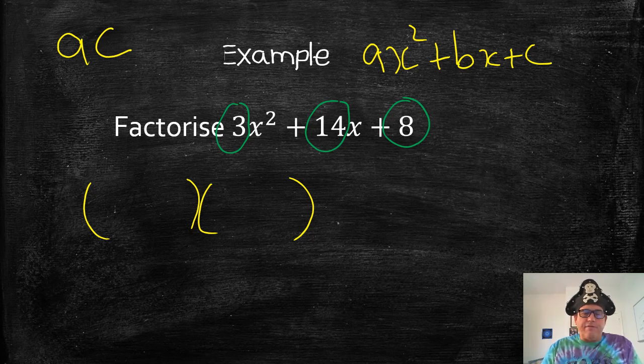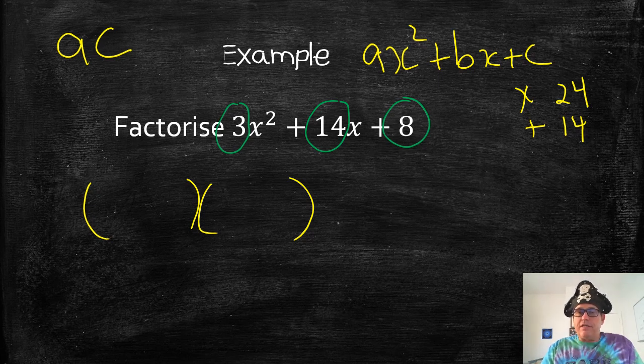Okay, so the AC method, my first step is I'm going to multiply a times c together. A is 3, c is 8, and 3 times 8 is 24. So that's the first step. That's why we call it the AC method. The first step is multiply a and c together. Now, I'm looking for things that multiply to 24 and add to 14. That's what I'm looking for. And we'll see why this works in just a few minutes.